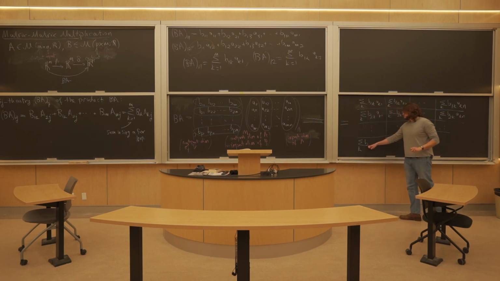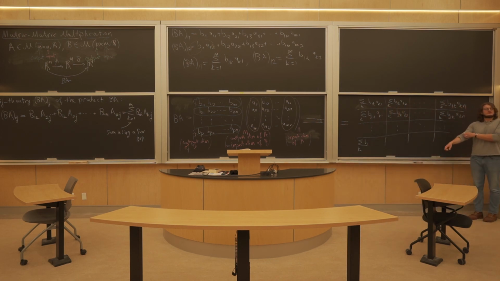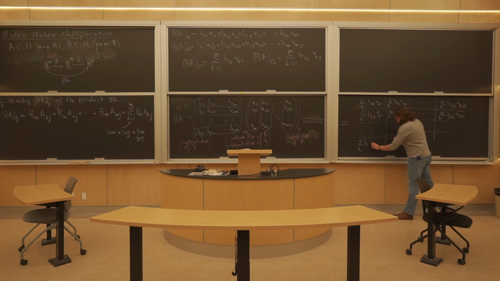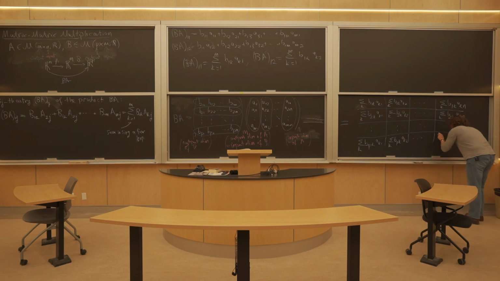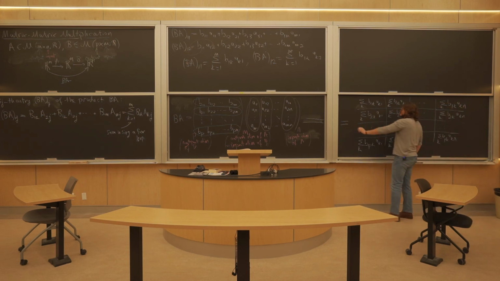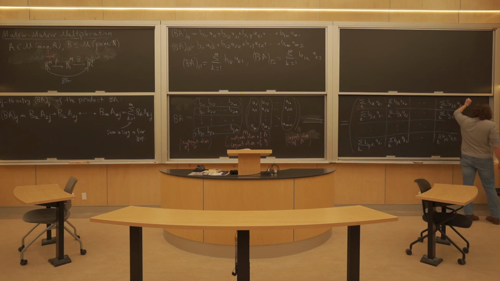Finally, I have here, what should I put here in terms of indices? Exactly. Right. Because it's the pth row and then first column. Okay? So this is how you multiply things.